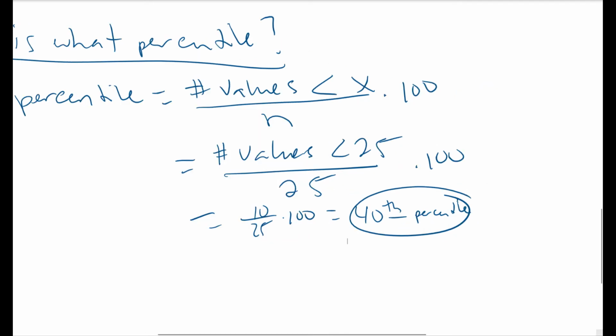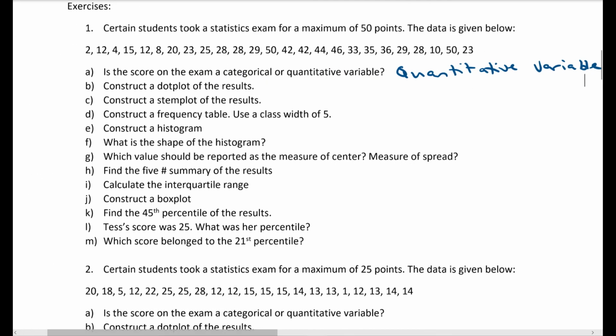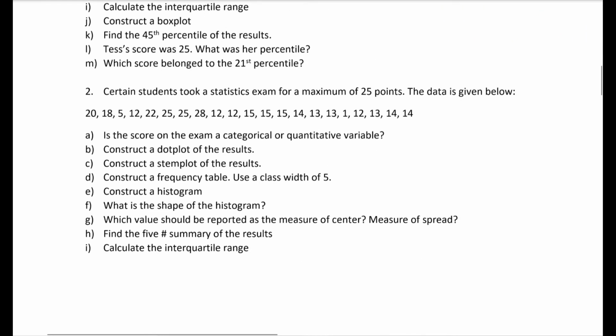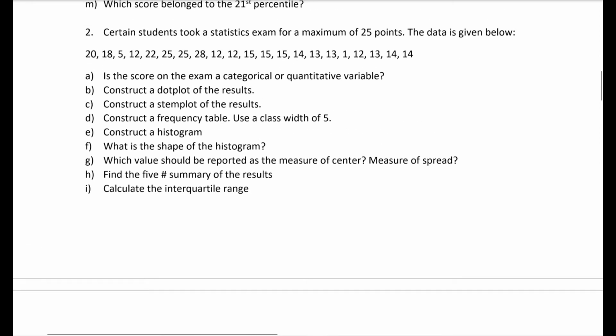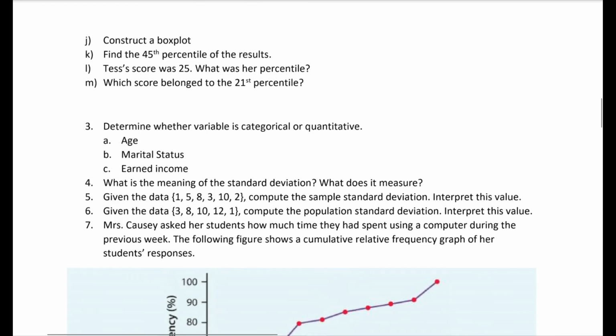All right. Next up, let's go back to our previous page. Looks like we did all the things. We did the frequency table, stem plot, histogram, box plot, all that stuff. Number 2 is the exact same setup, just different numbers, so I'm not going to do that again. Just the same process for number 2. Just extra practice for you.